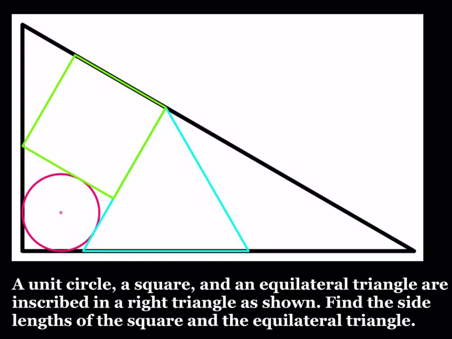So here we go. We have a unit circle, a square, and an equilateral triangle that are inscribed in a right triangle as shown. Find the side lengths of the square and the equilateral triangle. The only thing we know about this puzzle is that the radius of the circle is 1. Using that information, we're going to be able to find the side lengths of the square and the equilateral triangle. So here's how we go.